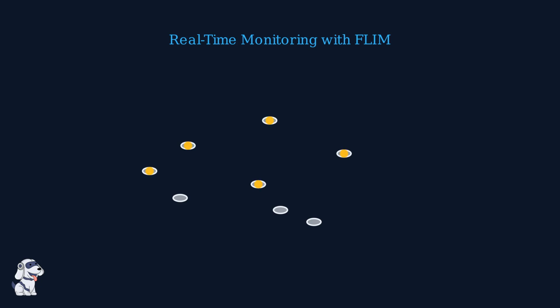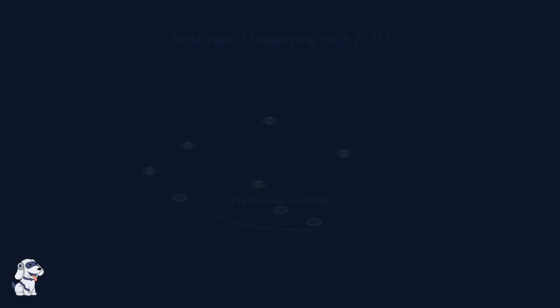When we introduce antibiotics, the chemical environment inside the bacteria changes, which alters this decay time. Researchers track these shifts in real time, watching as the bacterial response unfolds directly inside the tissue. This allows us to see not just if a cell is present, but how its metabolic health is changing in response to treatment.